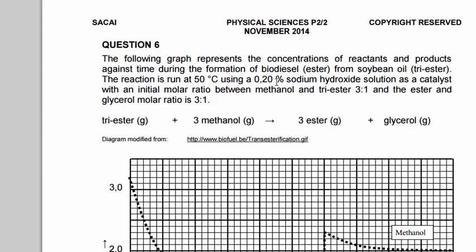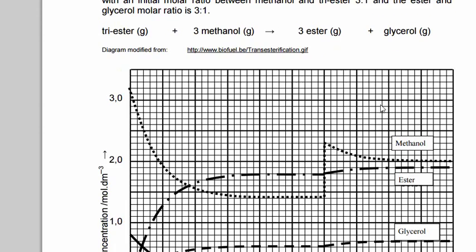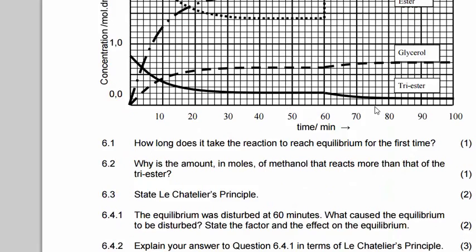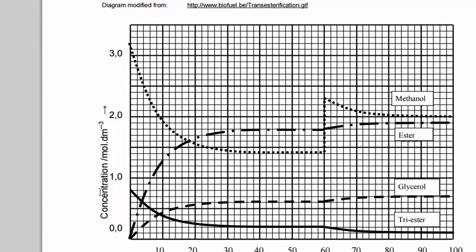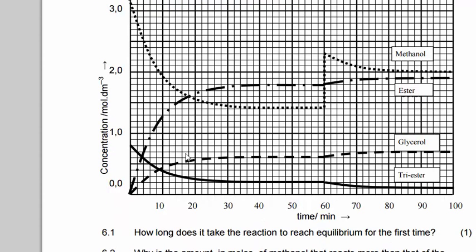Okay, the reaction is run at 50 degrees Celsius using sodium hydroxide solution as a catalyst. This is all just to confuse you. With an initial molar ratio between methanol and triester of 3 to 1. So your methanol and triester started at 3 versus 1. For every 3 moles, we'll have 1 mole of the other one. And the ester and glycerol ratio at 3 to 1. Then, what does this say? Equilibrium. This should have had a reversible arrow. Excellent.